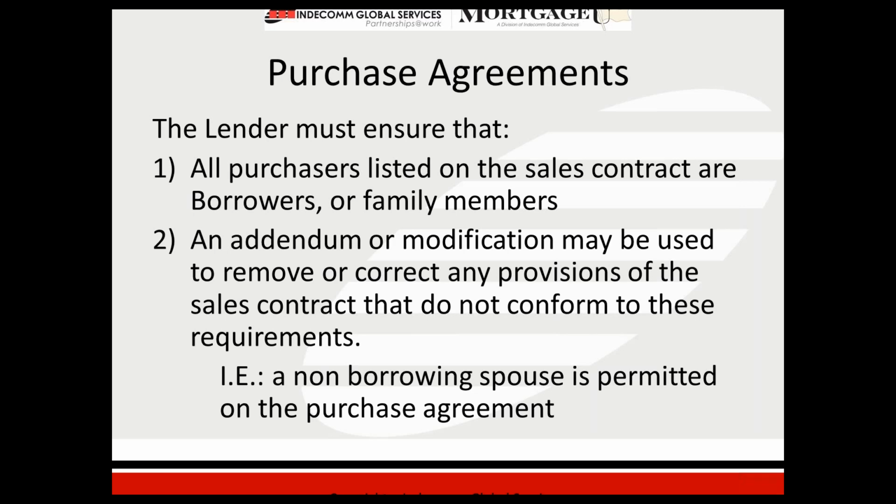So in the past, the 4155.1 handbook was silent about a non-purchasing spouse being removed from or not permitted to sign a purchase agreement. So no longer is that the case. Now the 4000 guide makes it clear that all purchasers listed on the sales contract are borrowers or family members.